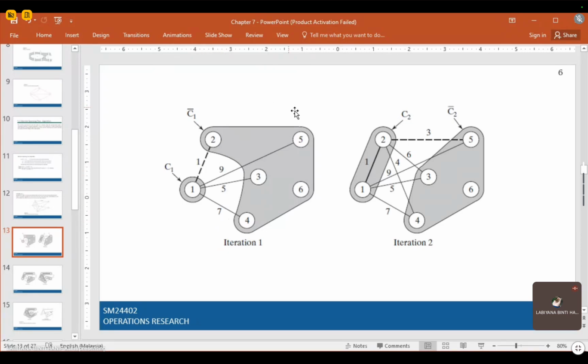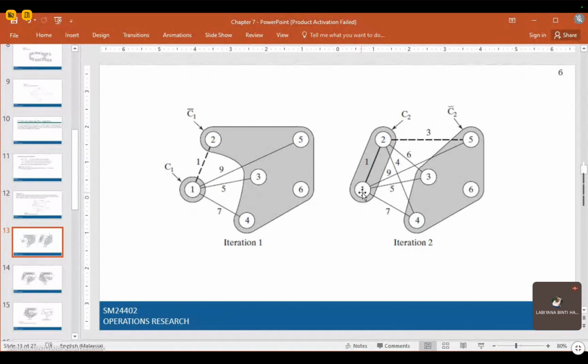So from this first iteration, we can determine the shortest route, the shortest link. The shortest link here is 1, because 1 is the smallest among these 4 arcs. So we set this as our shortest link. So from here we can go into the second iteration.